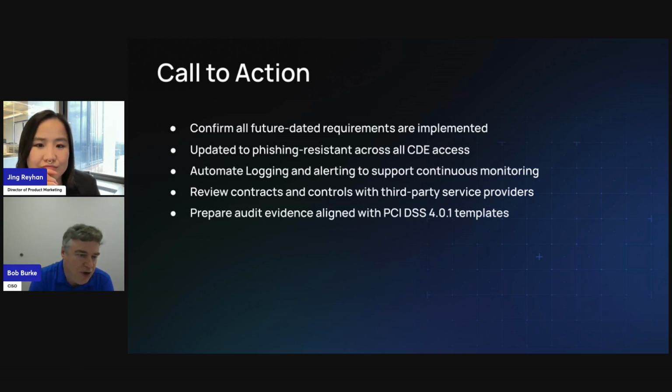So the first thing you really need to do is confirm that all your future-dated requirements are implemented, right? So you look at version 4.0.1, updated to phishing-resistant across all CDEs. That's a big hurdle, but I would get on that now. Whether you're going to do it internally yourself or you have to find a vendor, that's a big lift. Automated logging and alerting for continuous monitoring: you've got to get on that right now.